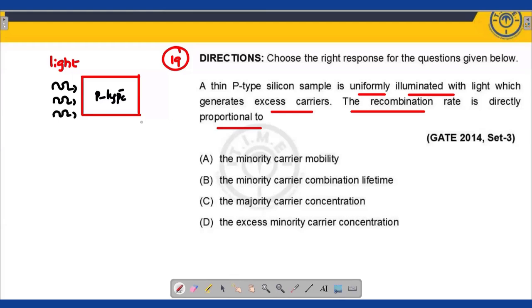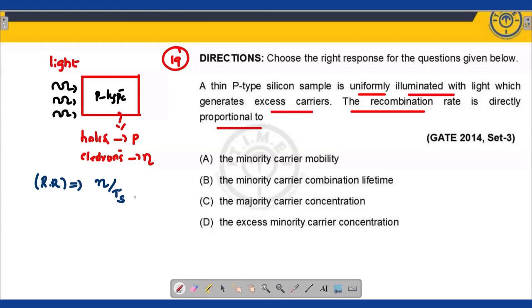Directly proportional to the, see, it is a P-type semiconductor. Holes are majority carriers. Holes means P-type. In P-type, electrons are minority carriers. The recombination rate is indicated by RR, which is equal to n by tau S.